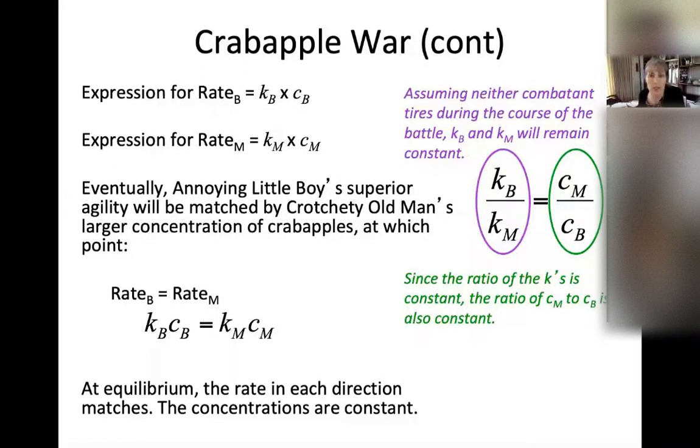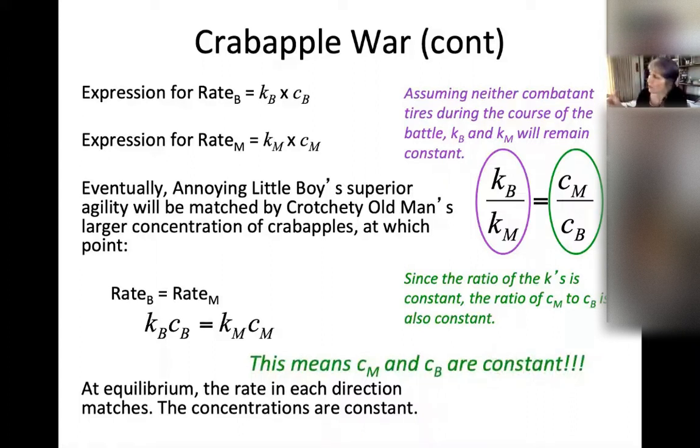In our example, we will end up having the concentration of apples on the old man side probably higher than the concentration on the boy's side, but they're constant. They're no longer changing in time. So it's easy to think about, if we say that they're constant, that it seems like they are equal. So we're not saying that they're equal. We're saying they're not changing in time. It's like we understand it one minute and then it's confusing the next minute.